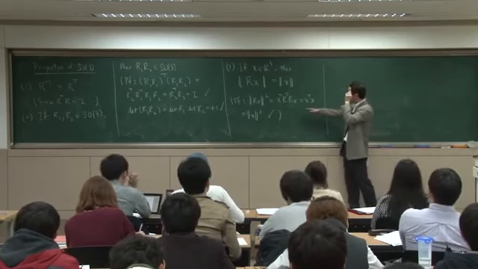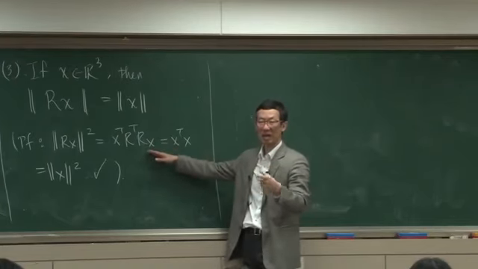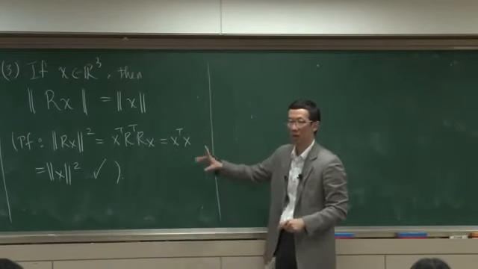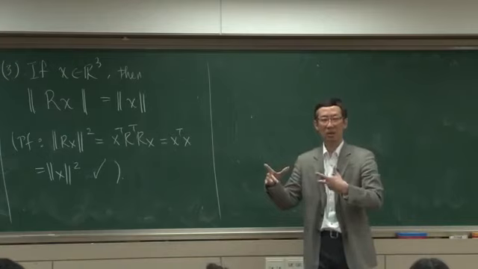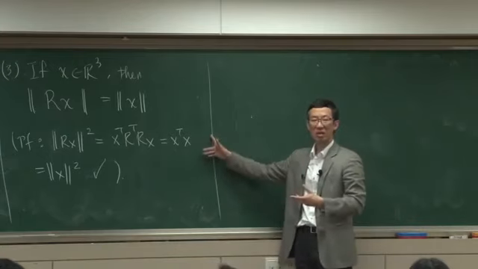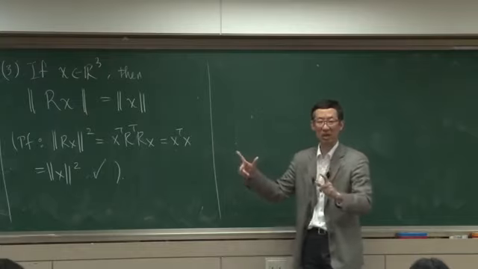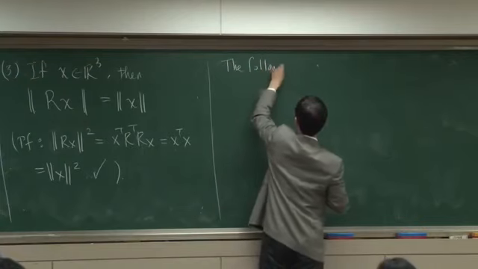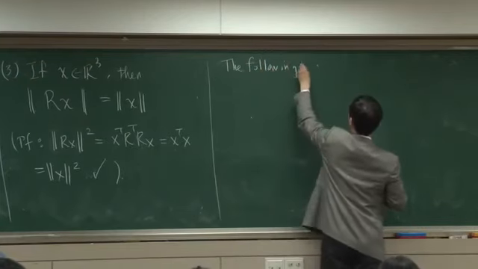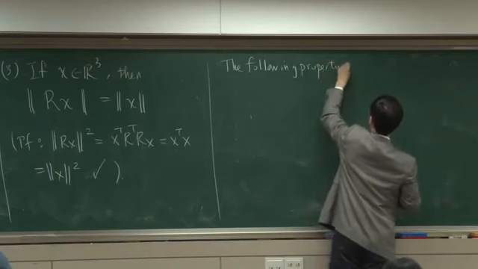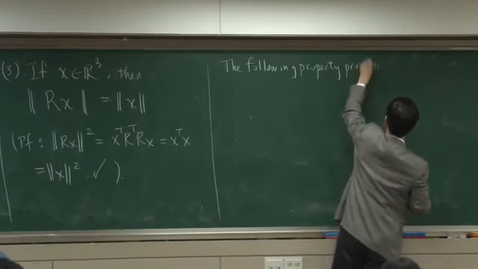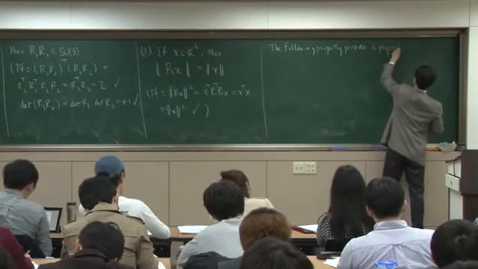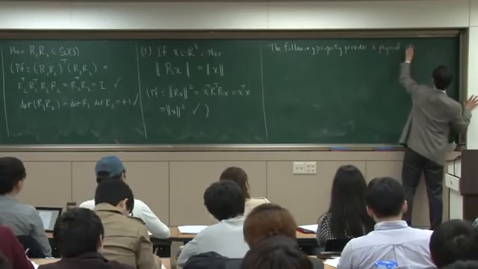There are a few more properties on rotation matrices, especially concerning the eigenvalues and eigenvectors, but we're going to look at those later. Today I want to conclude with one property that sort of gives you a direct connection with this frame interpretation. So the following property provides a physical sort of interpretation.